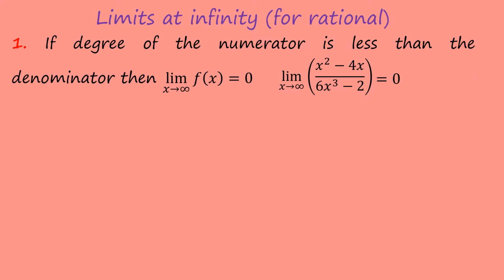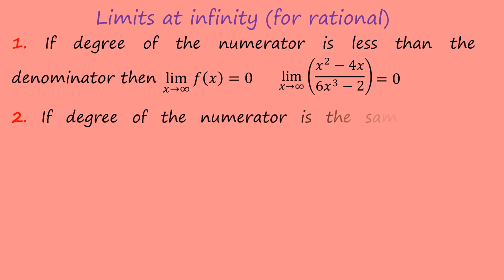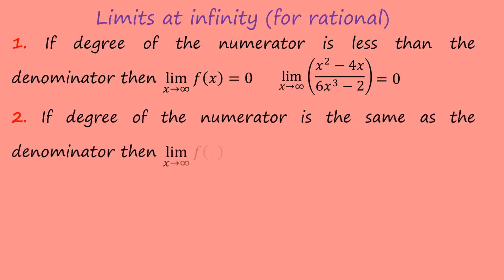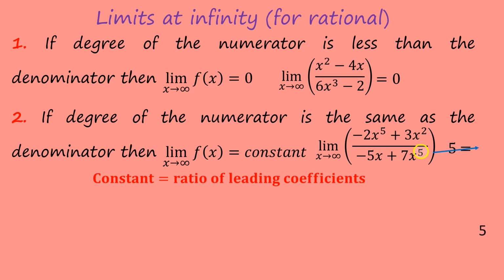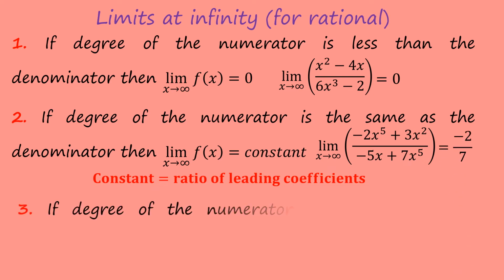Then the second condition: if the degree of the numerator is the same as the denominator, then the limit is a constant. What we mean by the constant is the ratio of the leading coefficients. Then we also consider this example. If we look at the power of the numerator, we have 5 in this case. Now, we see that the 5 of the numerator is the same as the power of the denominator, which is 5. Therefore, the value we're going to get is minus 2 over 7, which is the ratio of the leading coefficients.